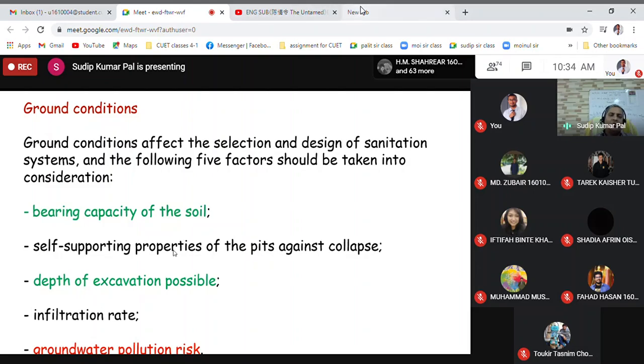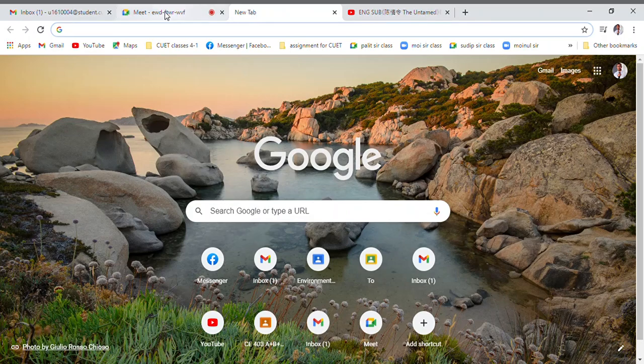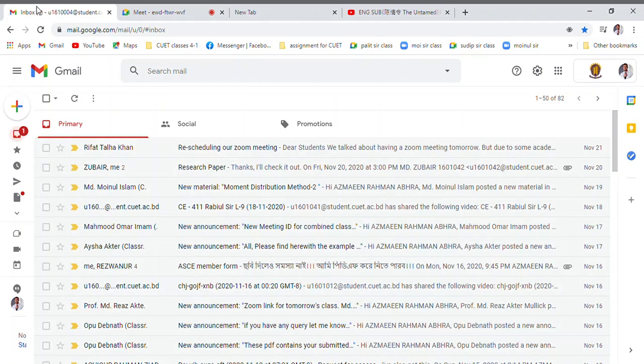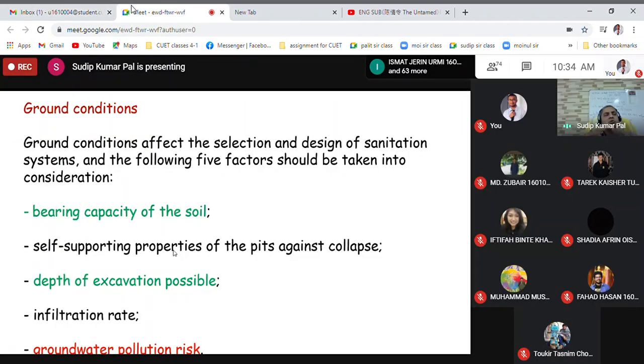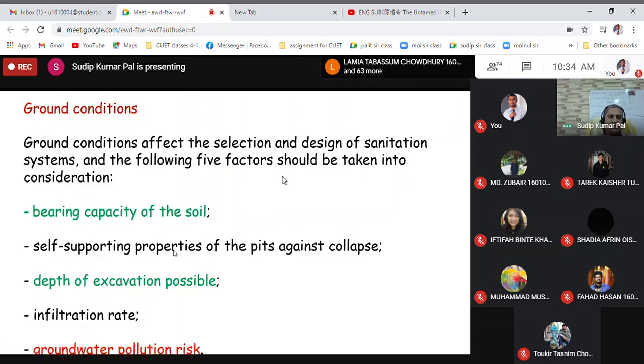So ground condition affects the selection and size of the design of the sanitary facility, because if soil doesn't have a good bearing capacity, then we may not go for 1 to 1.5 meter circular or square or rectangular shape as we discussed earlier, as you can see. So in that case, bearing capacity is important because it must be supported by the soil, and sometimes a self-supporting pit. If we do not do the lining, then obviously the pit is self-supporting.